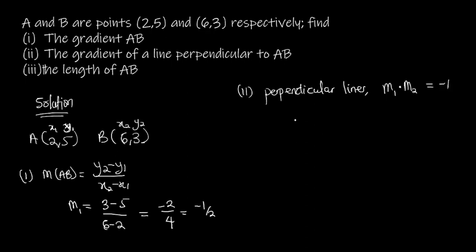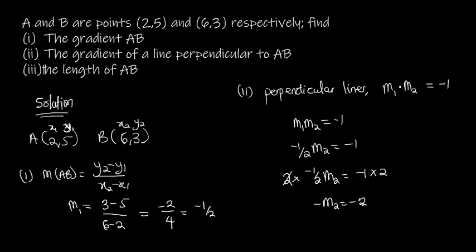So if that holds true, then m1 times m2 is equal to negative 1, and therefore negative 1 on 2 multiplied by m2 should be equal to negative 1. So I have a fraction here, I need to get rid of it. So I multiply both sides by 2. So I have 2 multiplied by negative 1 on 2 m2 is equal to negative 1 multiplied by 2. This will cancel this. I have negative m2 is equal to negative 2. I divide both sides by negative 1 and I have my m2 equal to 2. So therefore, the gradient of my line perpendicular to AB is 2.